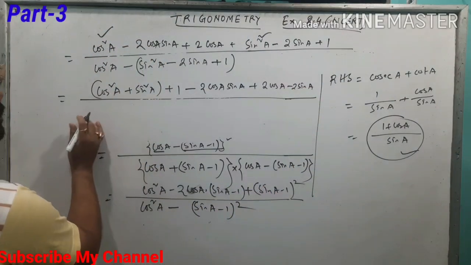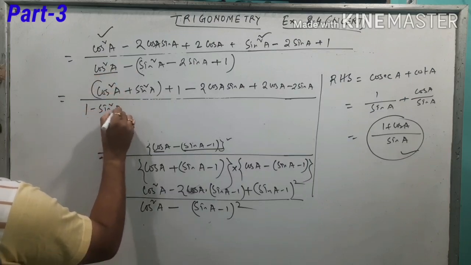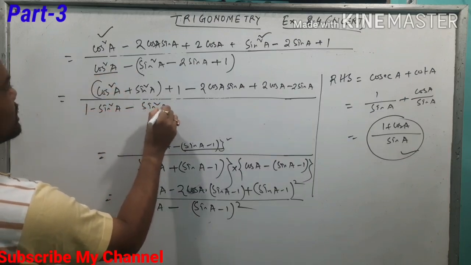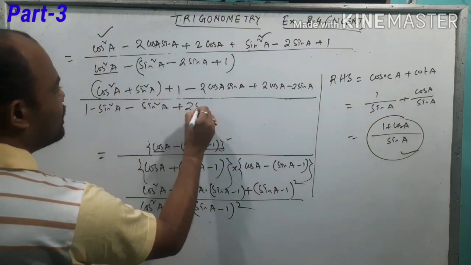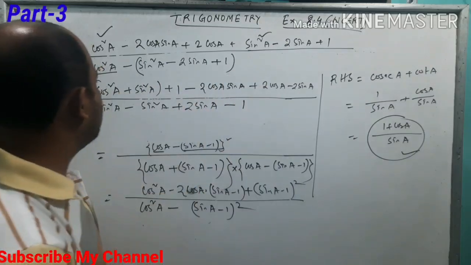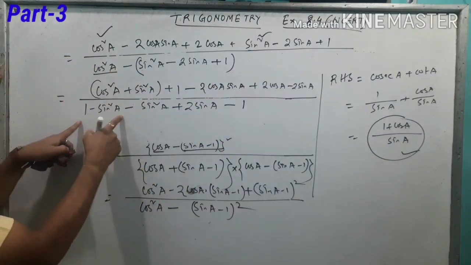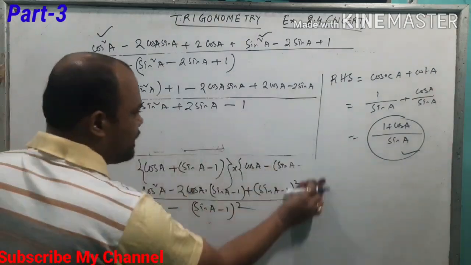Here what can we do? Do one thing. This cos square a, we write 1 minus sin square a, minus sin square a. Multiply this by this negative sign, so it will be plus 2 sin a plus minus 1. So what is the benefit of writing this cos square a as 1 minus sin square a? See, this 1 minus 1 will be cancelled.